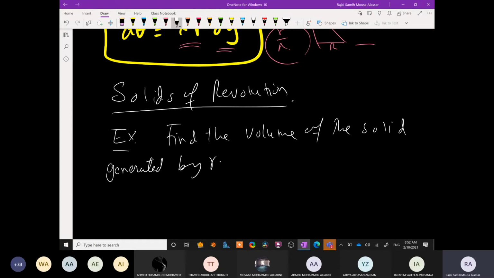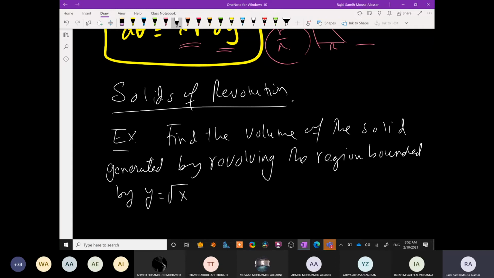Find the volume generated by revolving the region bounded by y equals square root of x from 1 to 4 about the x-axis.